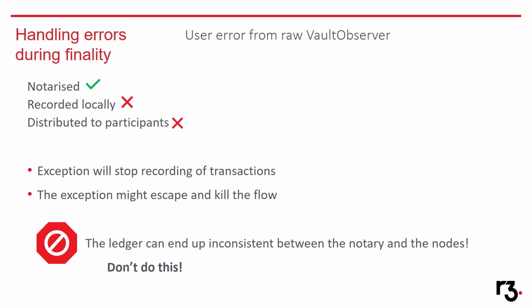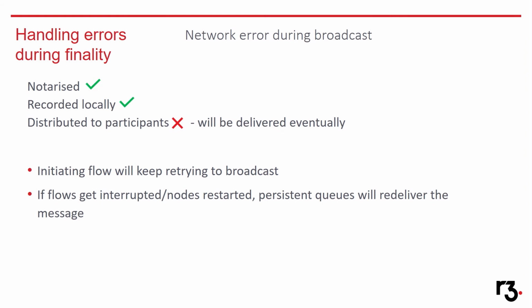So don't do this. Don't throw user exceptions from raw vault observers, because it can lead to very, very bad states of the ledger. Next error case is we have a network error during broadcast, which we handle quite gracefully. The initiating flow will just keep retrying to broadcast to the recipient.